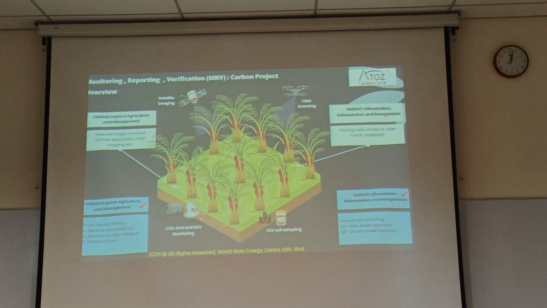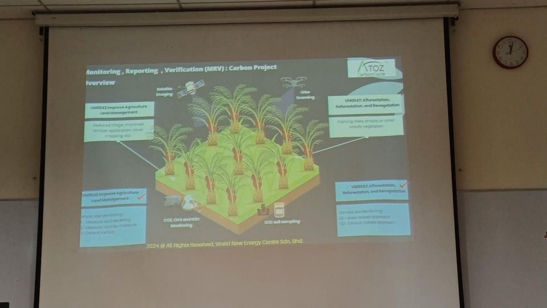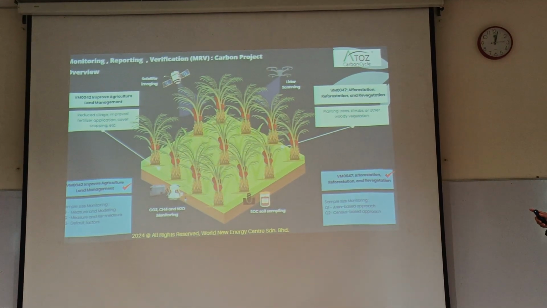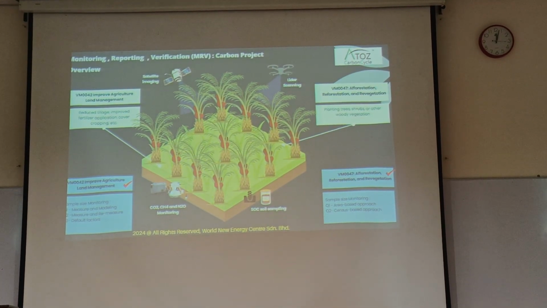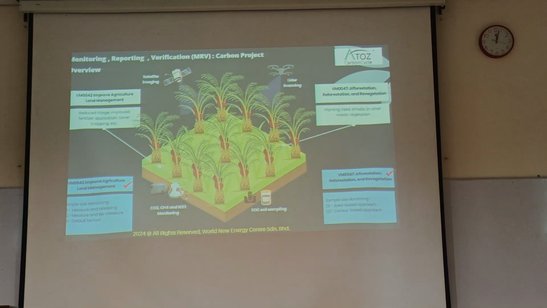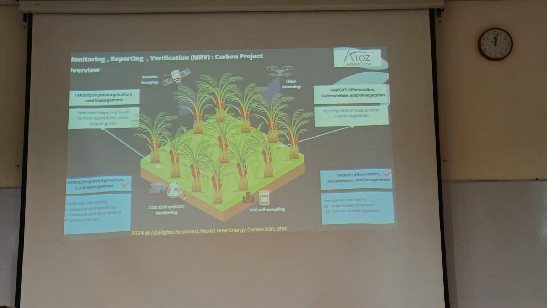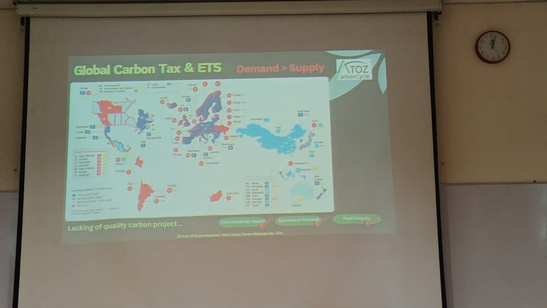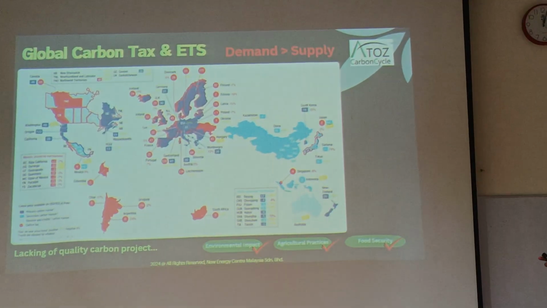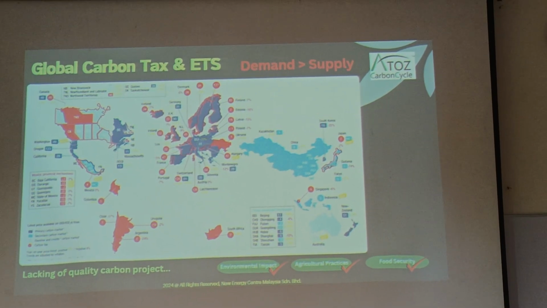So this is roughly, let's say if you have an oil plantation, we'll be using the methodology of 042 and also 47. So if you want to increase your carbon sequestration, you can actually plant more trees, make it like an agroforestry. So this is an example of the carbon tax in the world.